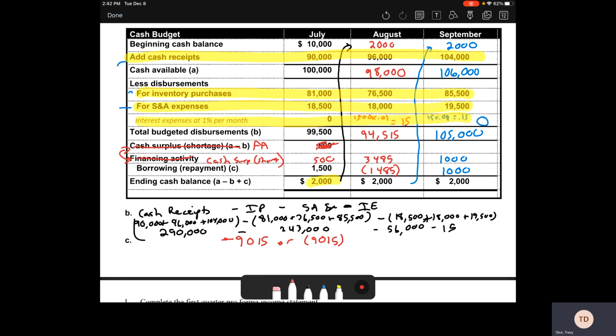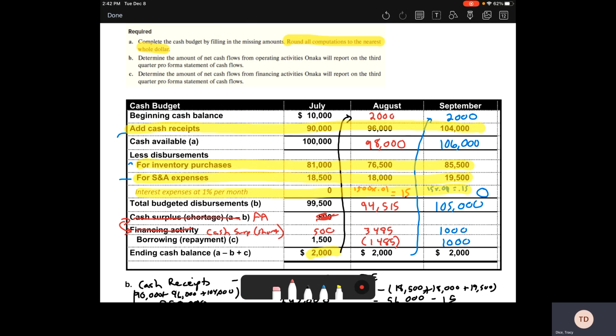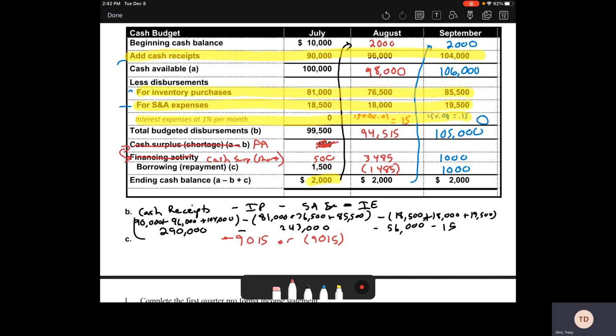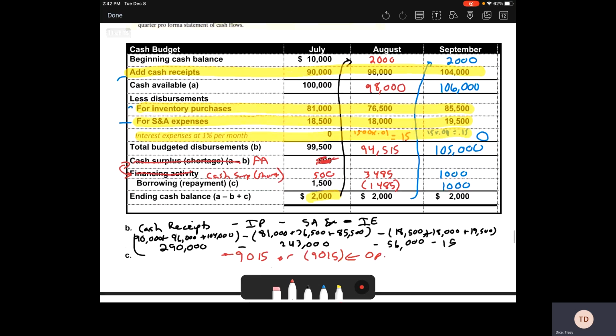So our cash flow means that we have borrowed too much and spent too much when we look at this. And then finally, we look at part C, determine the amount of net cash flows from financing activities. So that was, remember, this part B was our operating activities. So we've spent too much with operating. So now we're looking at our financing activities. Well, if we look at this, we've got to look at the amount borrowed minus our repayments. So here we borrowed $1,500 at the beginning.